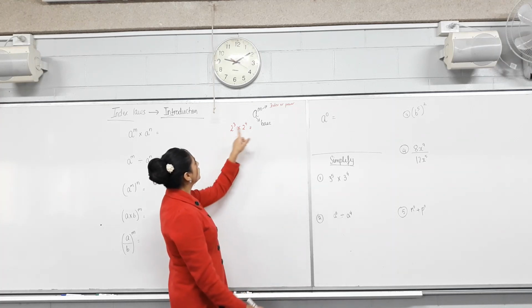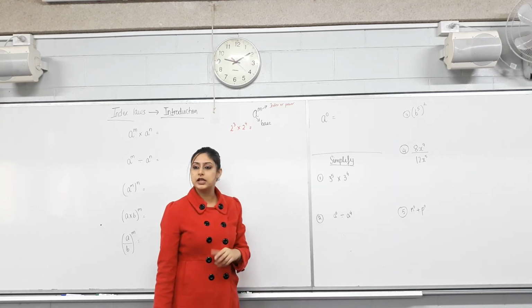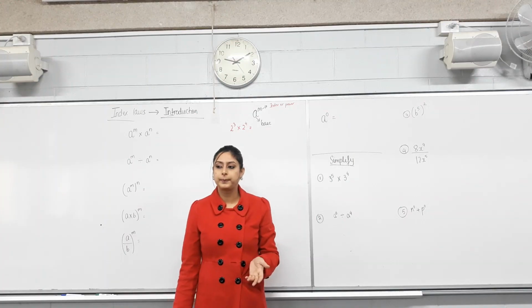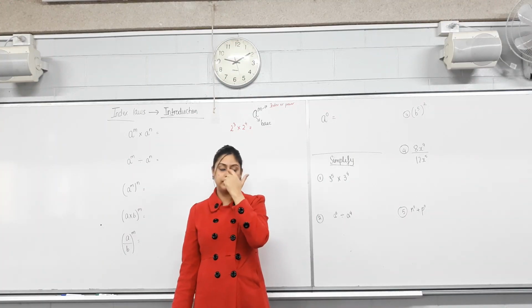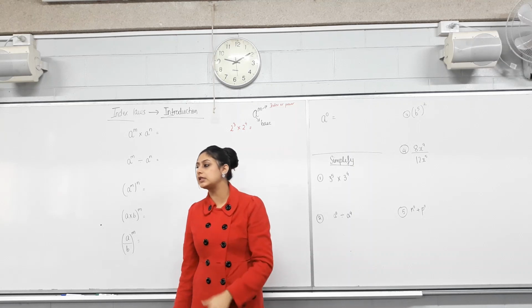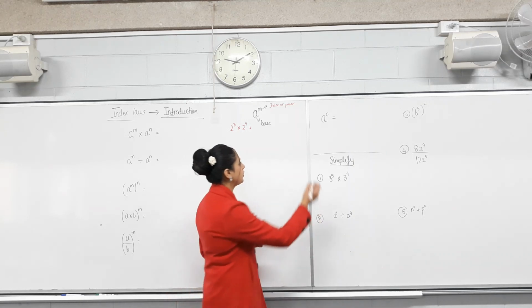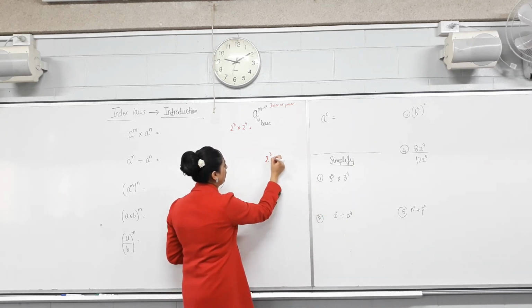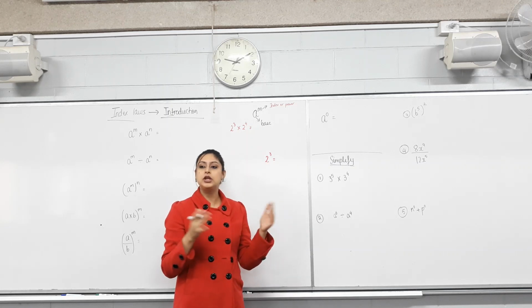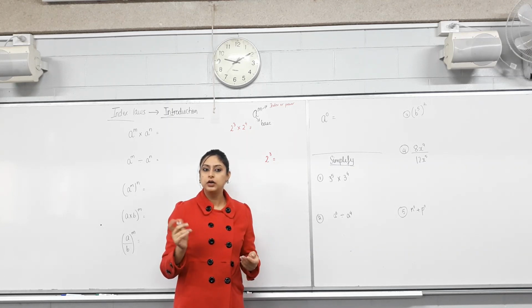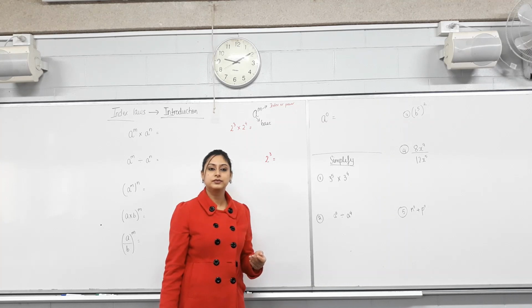Let's do that. So what does 2 to the power of 3 mean? That's prior knowledge. You should know that. If I raise something to a power, what does that mean? You've done this in year 7 and year 8. So if I have 2 to the power of 3, what does that actually mean? Does that mean 2 times 3? No. What does that mean? 2 times 2 times 2.